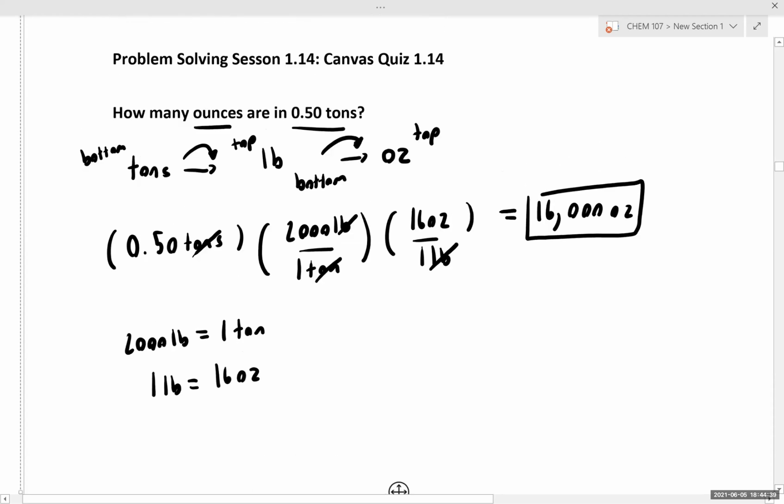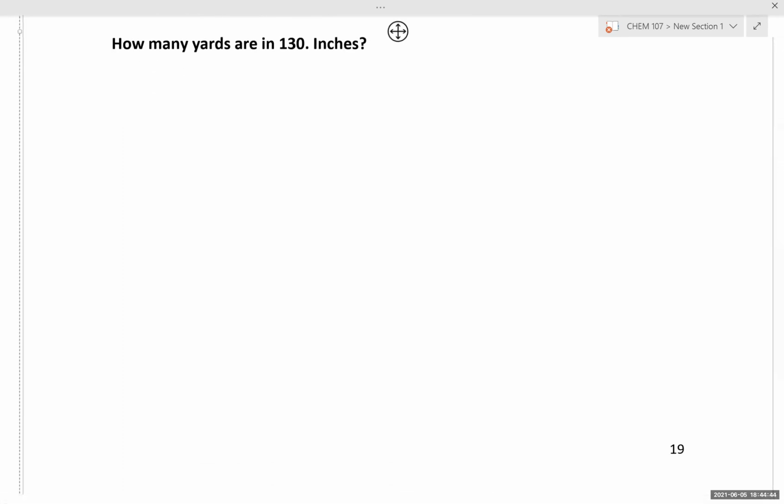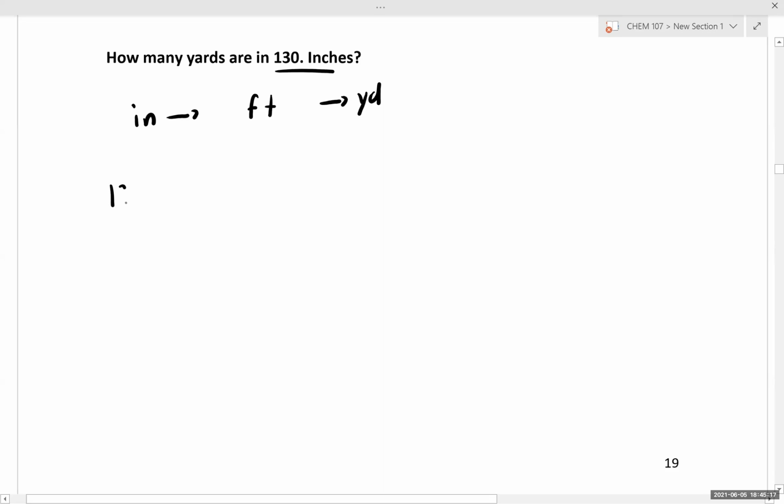Let's look at the next example now. In this case, we're asked to identify how many yards are in 130 inches. So in this case, our starting units are inches. Our desired units are yards. And we know that inches and yards are both related to the unit of feet. So then, now that we have our full unit conversion solution map, let's now execute on this unit conversion map.